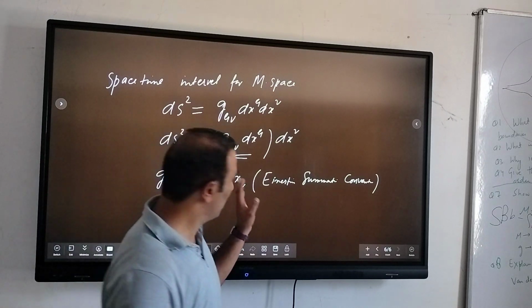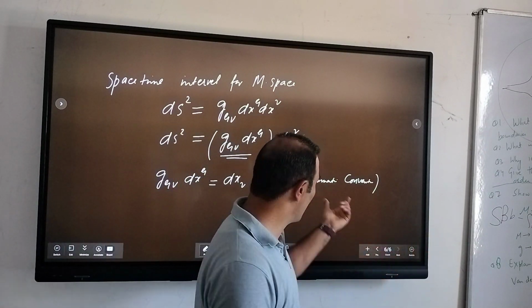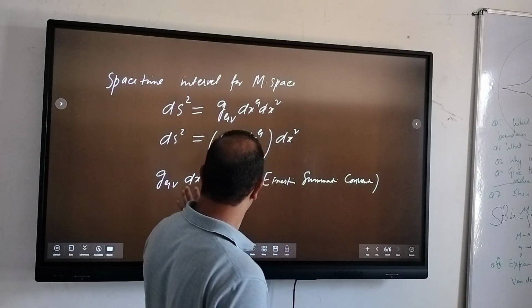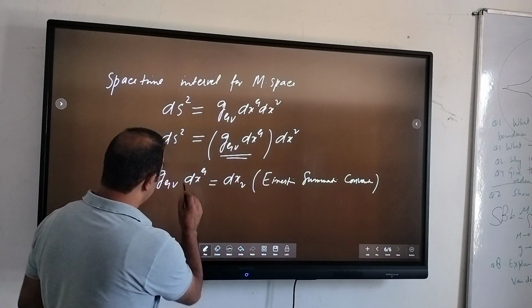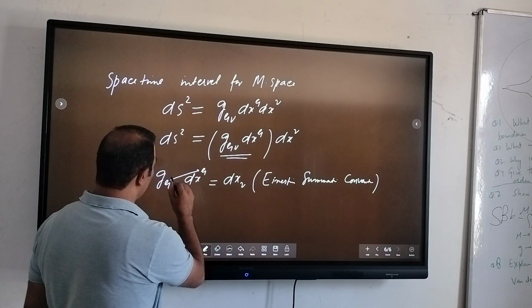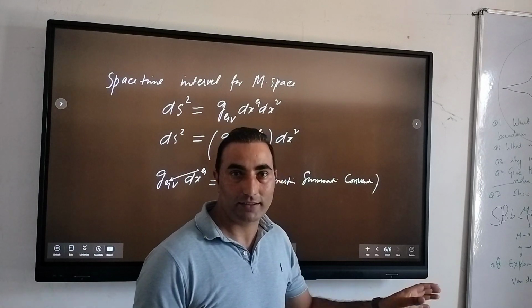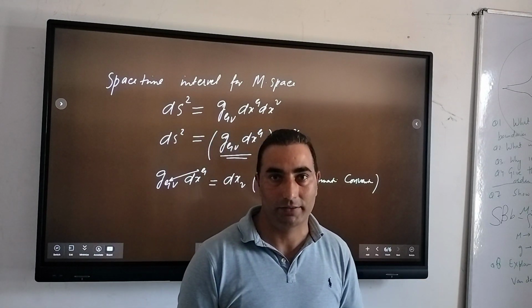I will explain maybe in the next lecture what this Einstein summation convention is, but for time you just remember that if you write this dx^nu, this nu and nu will contract, right? So you get dx_mu, right?